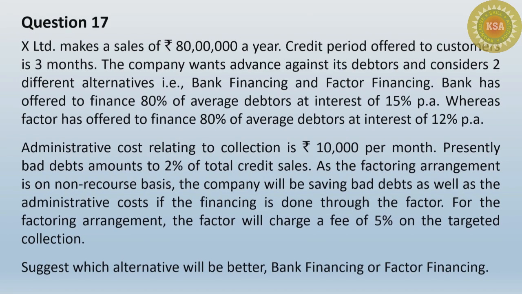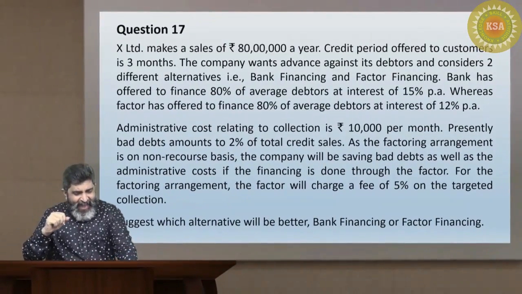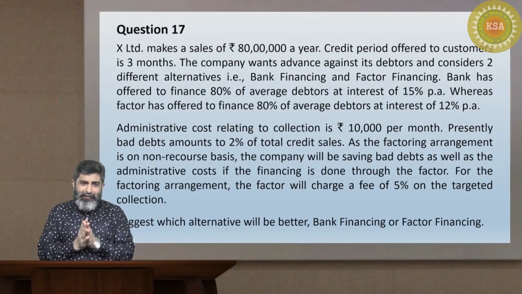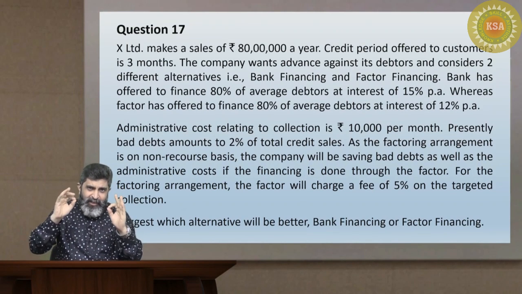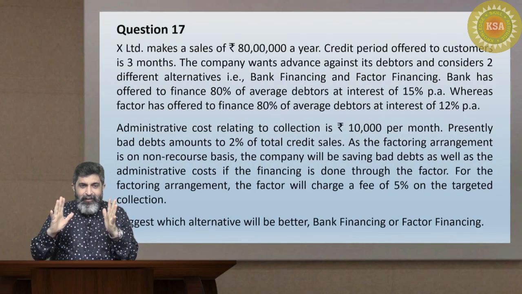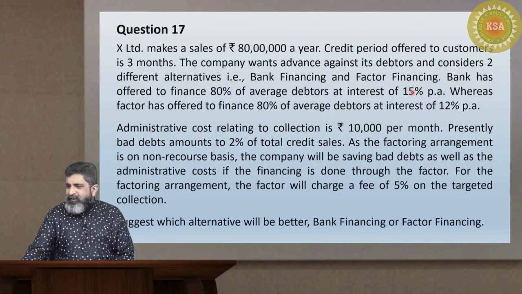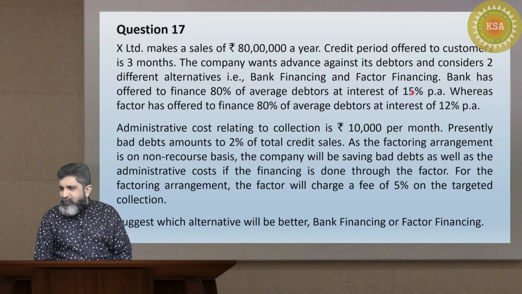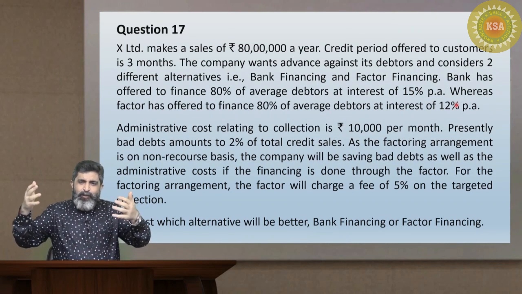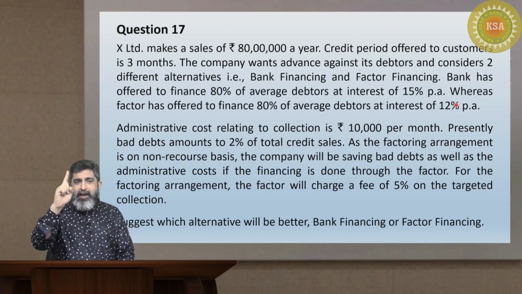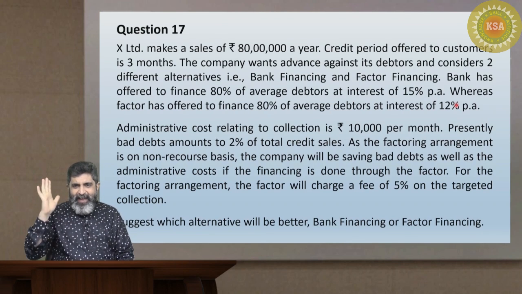So now here is the situation where we have to decide between bank financing and factor financing, as to what will be a better course of action. What can be the highest order of stupidity when you read a question like this and compare? 15% is the interest charged by the bank and the factor is charging only 12% interest, so let us go with the factor. It will be madness. It will be a wrong way to approach the scenario.